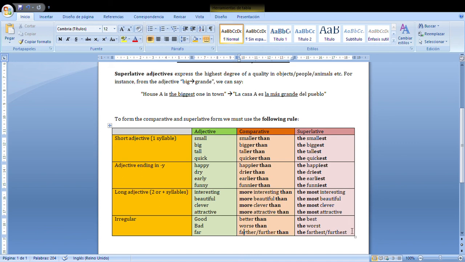So this is how we can create the comparative and the superlative forms of all the adjectives.